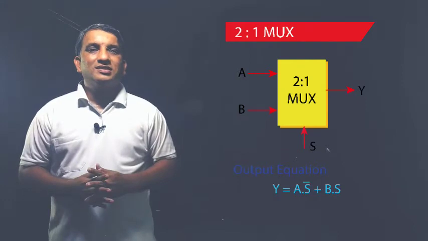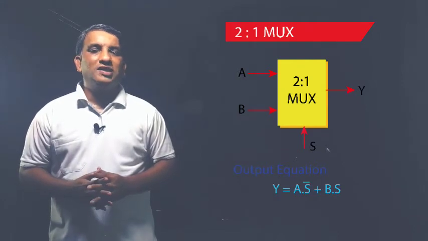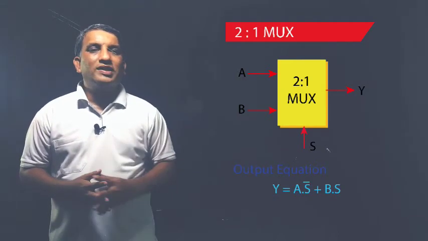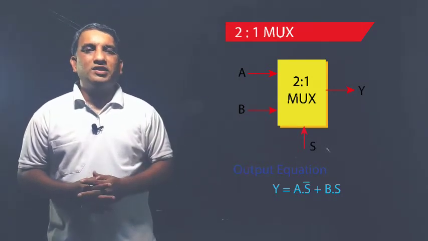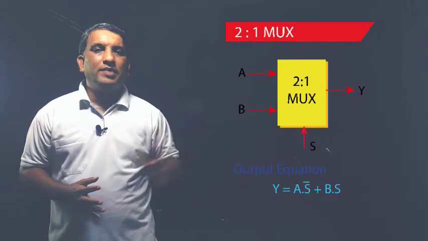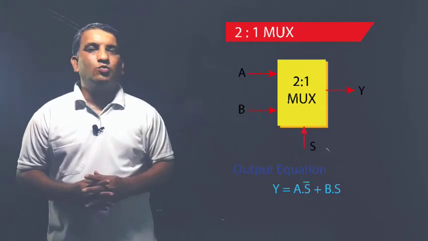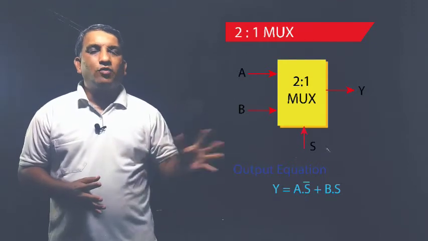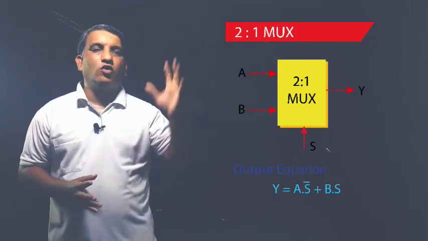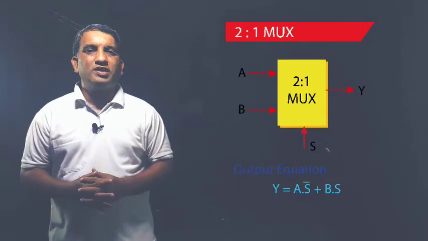Now let us see how to write down the VHDL code for it. Once you get the output equation, writing the VHDL code will become very simple. You have to write down this output equation in terms of the VHDL statements. But before writing down the statements, we have to follow some steps for writing down the VHDL program.